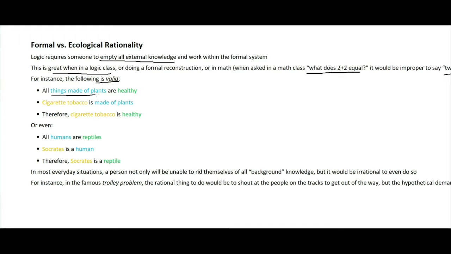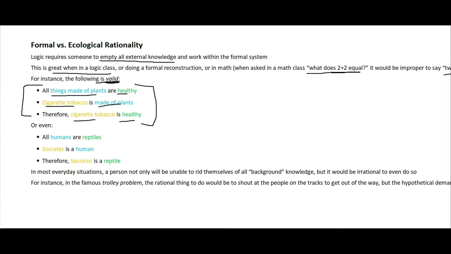All things made of plants are healthy. Cigarette tobacco is made of plants, therefore cigarette tobacco is healthy. And so our background knowledge tells us that this is untrue. Obviously, we now know that cigarette tobacco is unhealthy. But this is a valid syllogism. So we have to sort of get rid of this background knowledge that tells us that cigarette tobacco is unhealthy, in order to look at this in just the formal sense of, this is a valid syllogism.